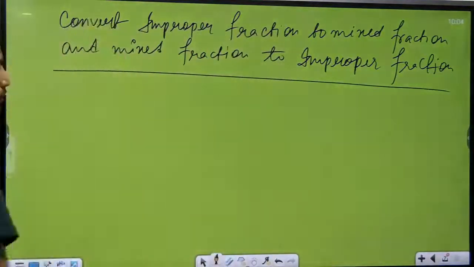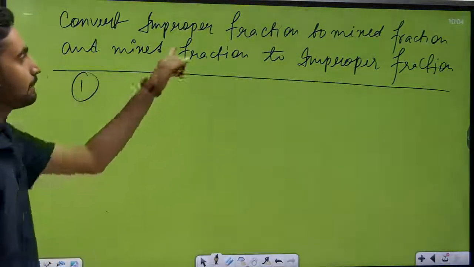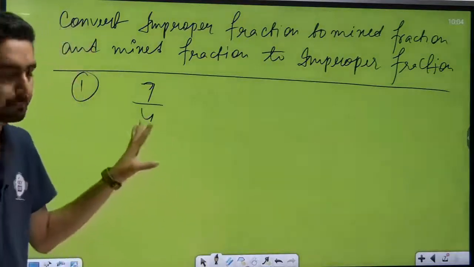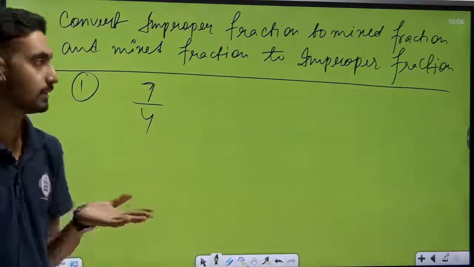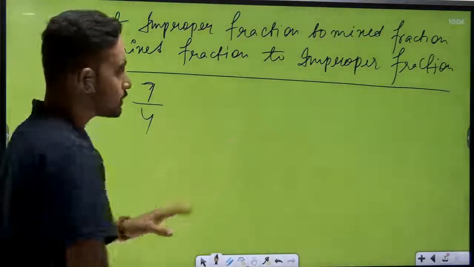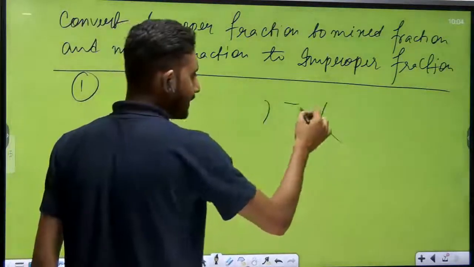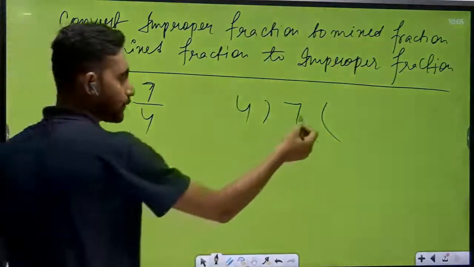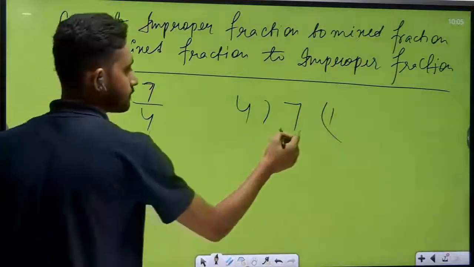See here, first question, first convert improper fraction to mixed fraction. So how will we convert? Let's see. Improper fraction, if I say 7 upon 4, okay, 7 upon 4 is the improper fraction. Now how will we convert? Simple divide, all of you know. So 7 we will divide by 4. So 4 1s are 4, write down 4 1s are 4. So 7 minus 4, that is 3.